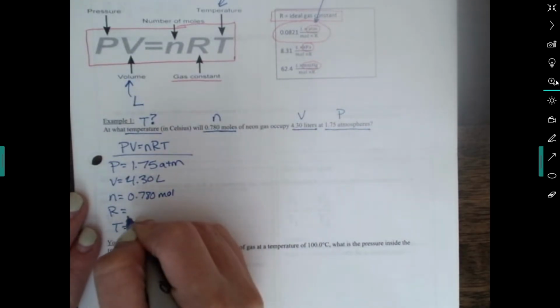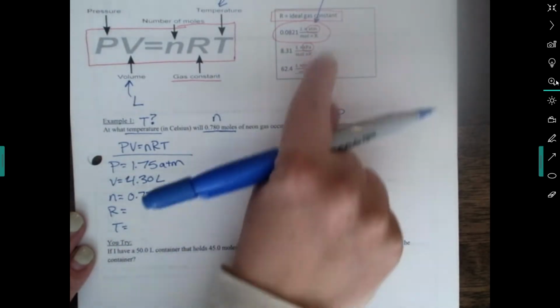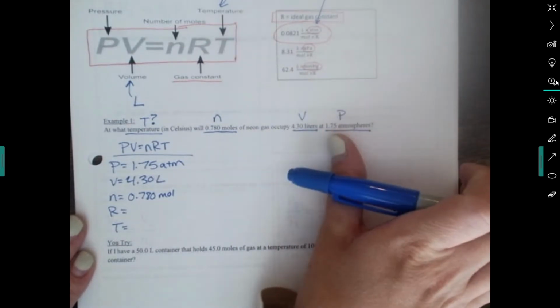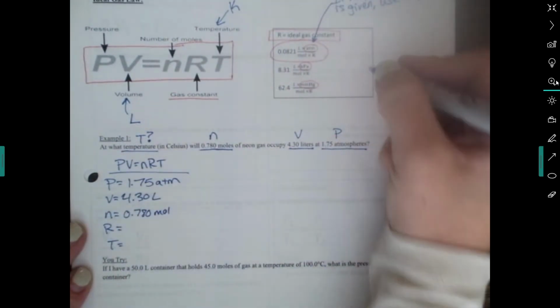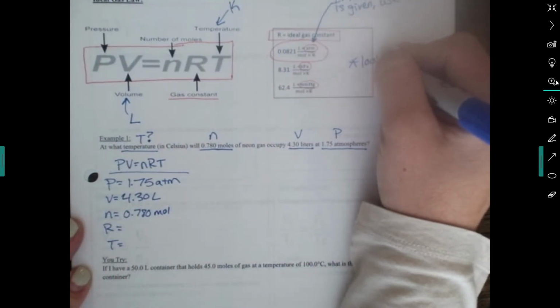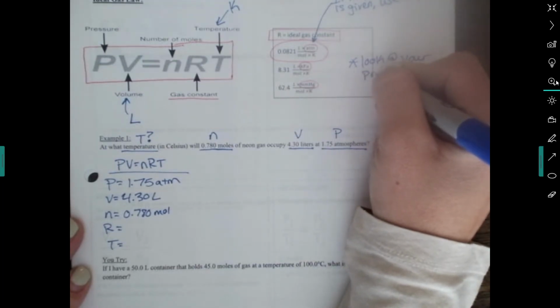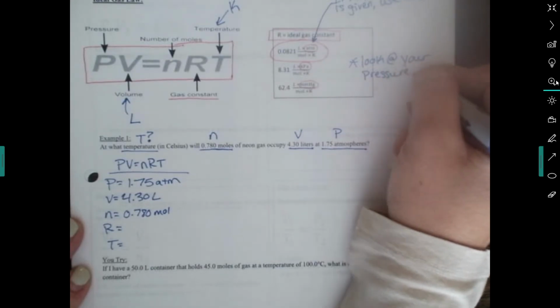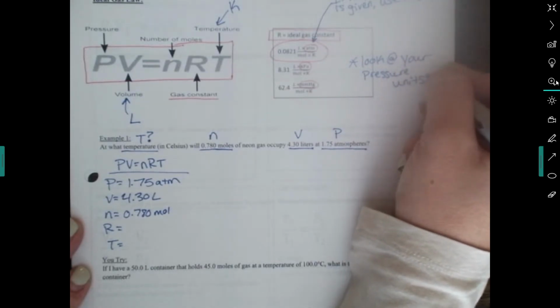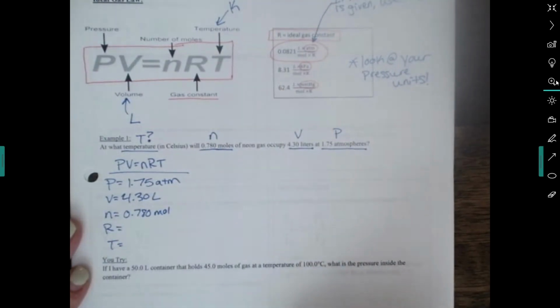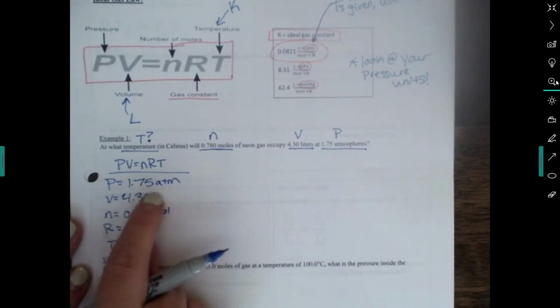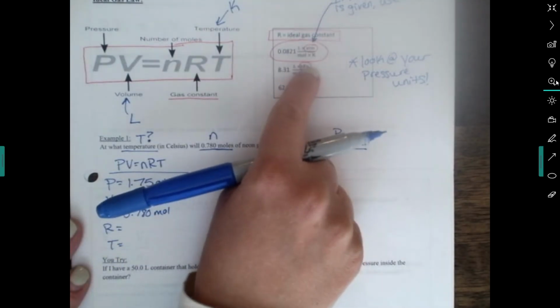R, okay, what's R? Well, R is going to be one of these three things. So look at our pressure units. Write this down: look at your pressure units to figure out which one to use, okay? Pressure is given in atmospheres, so let's use the top one, the one that uses atmospheres.